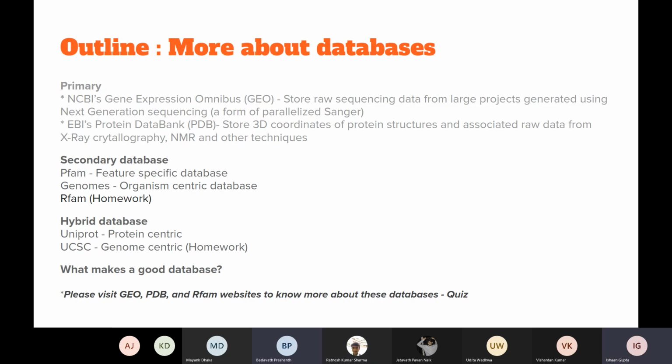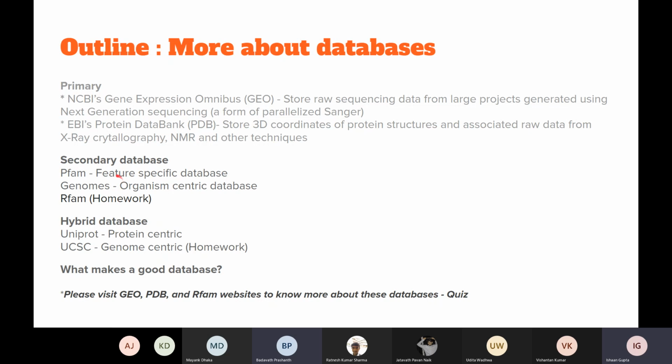Okay, sir. So the primary databases that I have talked about, you can see, for example, Gene Expression Omnibus. This stores raw sequencing data from large projects generated using next generation sequencing platforms. You have EBI's Protein Data Bank, or PDB, which stores 3D coordinates of protein structures, and it's associated with raw data from X-ray crystallography, NMR, and other techniques. You have secondary databases such as Pfam or Ensembl Genomes, and hybrid databases such as UniProt or UCSC.